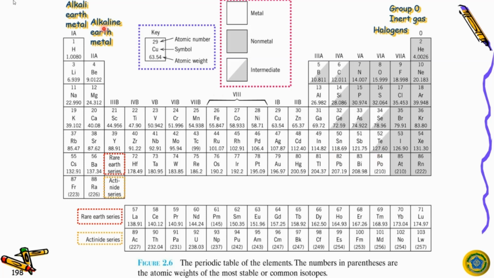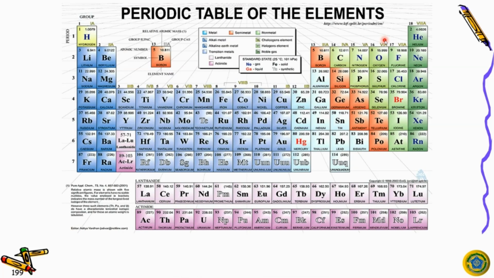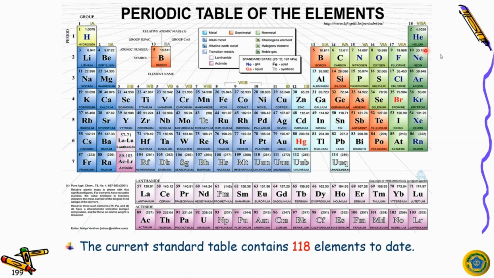Okay, and then this is called alkaline earth metal. This is alkaline earth metal, and this is inert gases. This is halogens. So now there are many types of the periodic table, and you can have some different properties here. So this is the table.